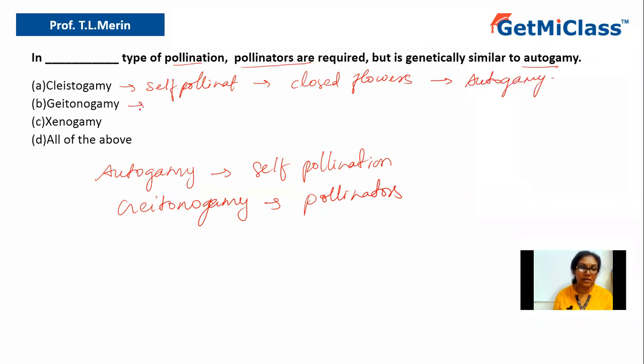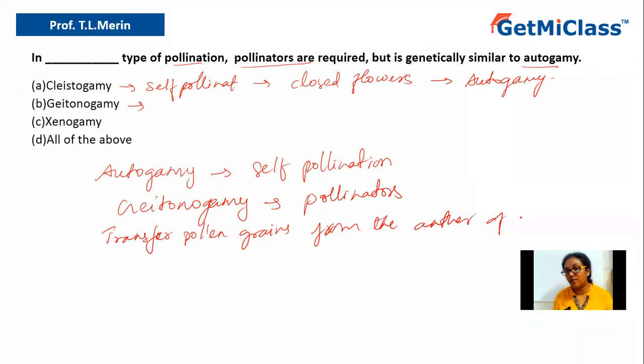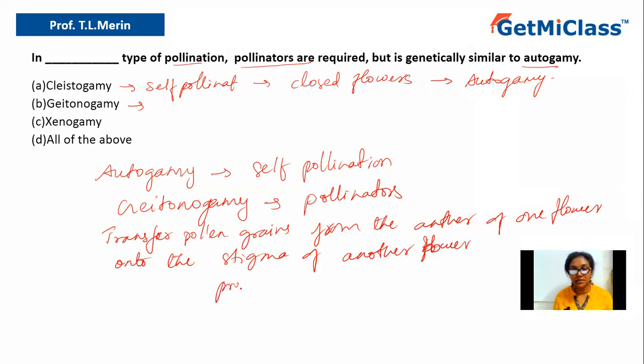Now, in case of geitonogamy, as I told you, the pollinators are involved in transferring the pollen grains from the anther of one flower onto the stigma of another flower, but another flower present on the same plant. Okay, that is very important.